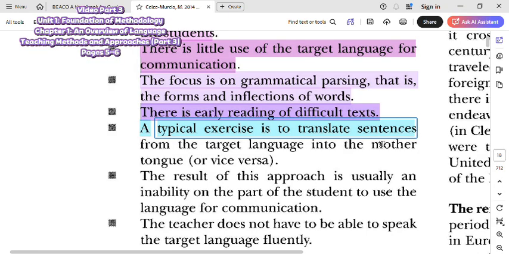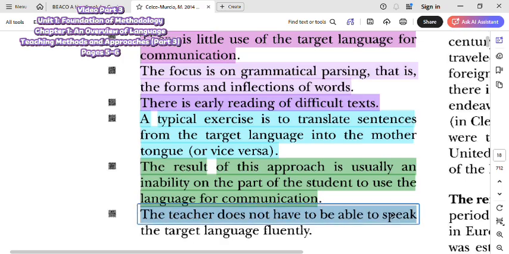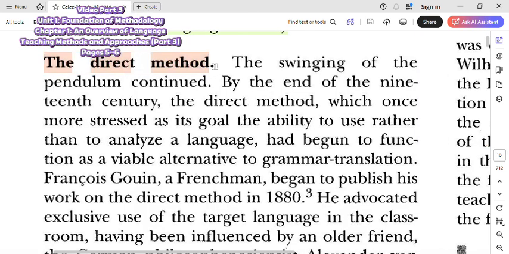Bullet point 5. A typical exercise is to translate sentences from the target language into the mother tongue (in brackets) or vice versa. Bullet point 6. The result of this approach is usually an inability on the part of the student to use the language for communication. Bullet point 7. The teacher does not have to be able to speak the target language fluently.